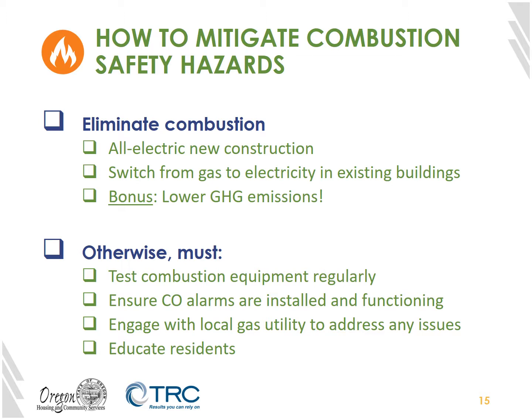So in conclusion, to mitigate combustion safety hazards, first of all, we could just eliminate combustion. This could mean selecting all electric appliances and systems in new construction, or switching from gas to electricity in existing buildings. The bonus for this is that you usually end up with lower greenhouse gas emissions, which is great. But we can't always eliminate combustion.